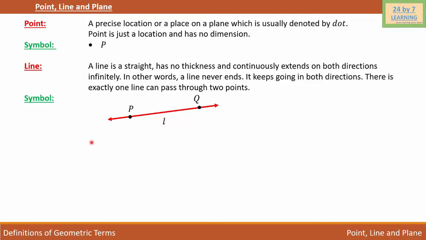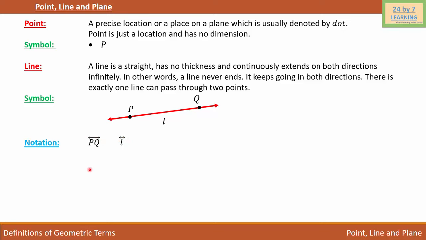So the notation for the line is something like this: PQ with a two-sided arrow at the top of PQ. So this is line PQ, or we can also represent the same line as L with a two-sided arrow at the top of L. So there are 2 ways we can represent a line, either like this or like this.